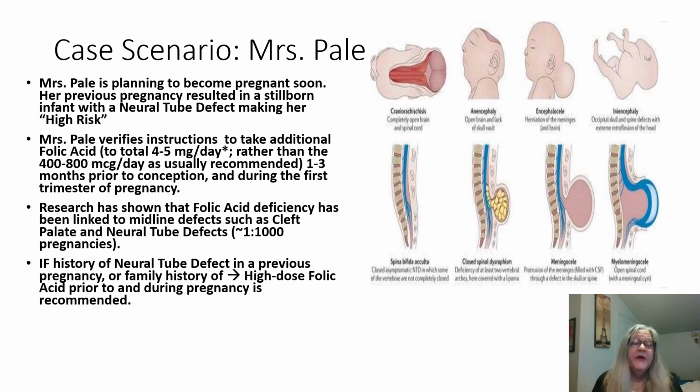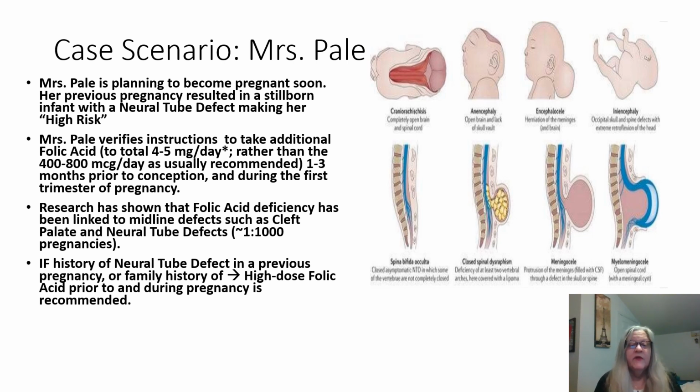This is a case scenario I'm going to hand out to you to work on in group and individually. Mrs. Pale is planning on becoming pregnant soon. Her previous pregnancy resulted in a stillborn infant with a neural tube defect. This makes her considered high risk. So she's in the high risk group.